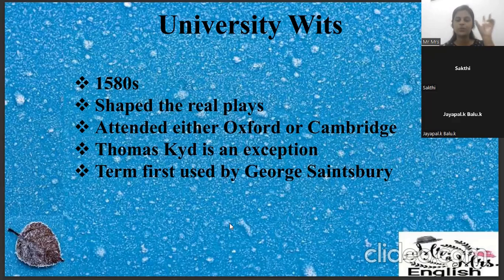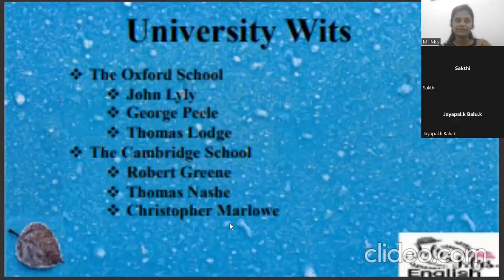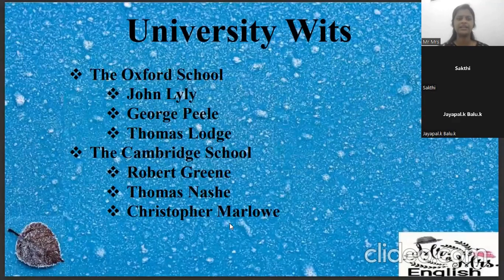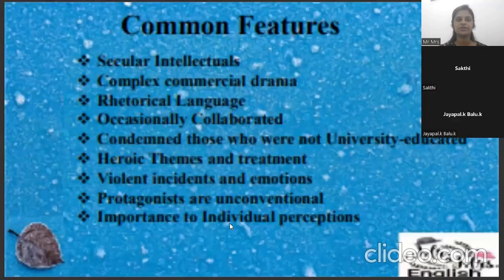This is also an important piece of information. This term, university wits, was coined by George Sainsbury, and he is the one who categorized these people under this title. And of course, we said Lilly, Peel, and Lodge are the three people who had their degrees from Oxford, and Robert Greene, Thomas Nash, Christopher Marlowe from Cambridge University. Thomas Kidd is an exception. And Robert Greene actually had degrees from both Oxford and Cambridge, but his major degree is from Cambridge, so we usually categorize him under Cambridge University.